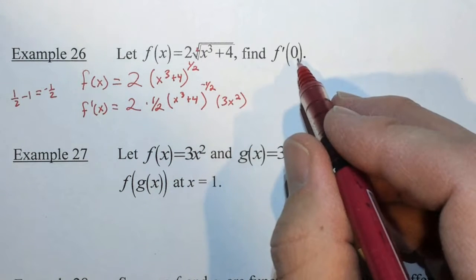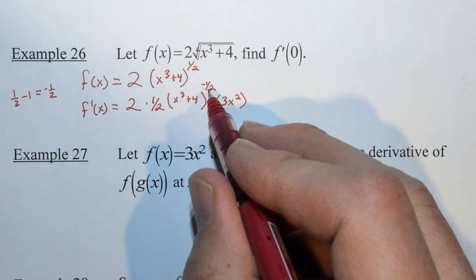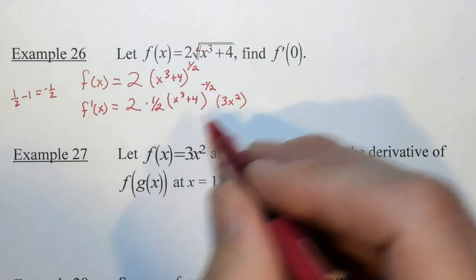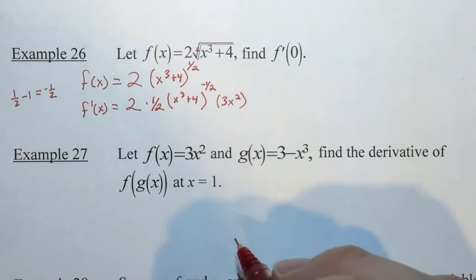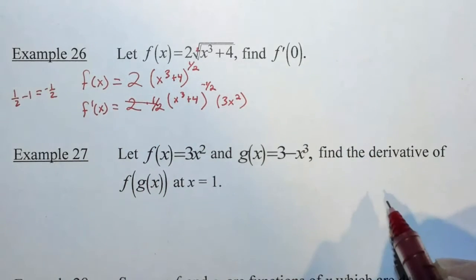We need to plug in 0, but because we've got a negative exponent and a negative rational exponent, it may be best if we tried to simplify this expression before we plugged in 0. Well, what sticks out to you for starters? Hopefully it's the 2 times 1/2. They're going to wipe each other out.